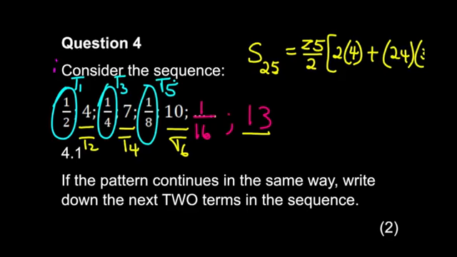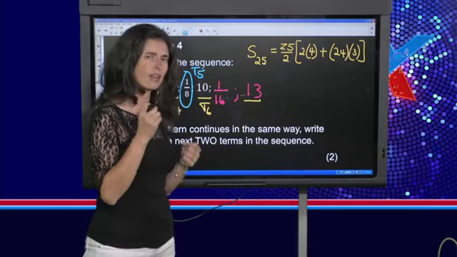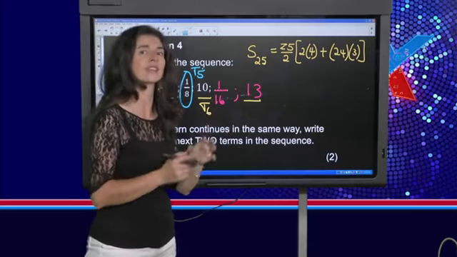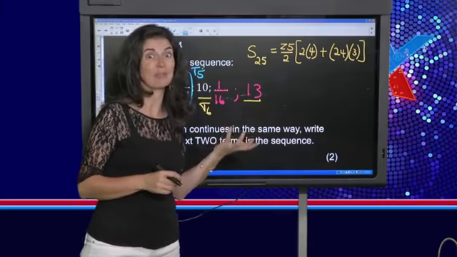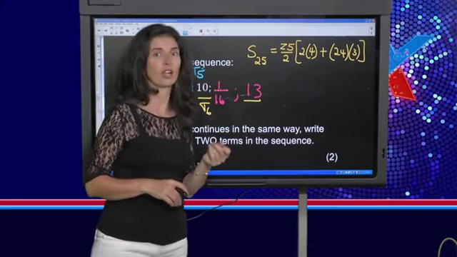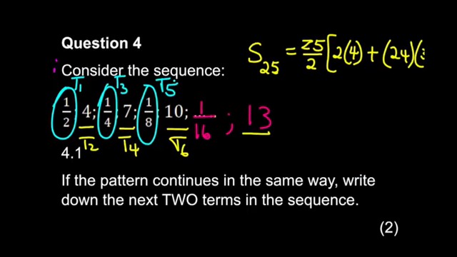Very, very careful, grade 12s, with your substitution. Really take extra care. Is my difference negative? Is it positive? If it's negative, remember to use brackets, because it's a very easy section to work with numbers. It's really not abstract. It's quite practical. But we can make a lot of little careless errors, so we've got to really pay attention to our accuracy.